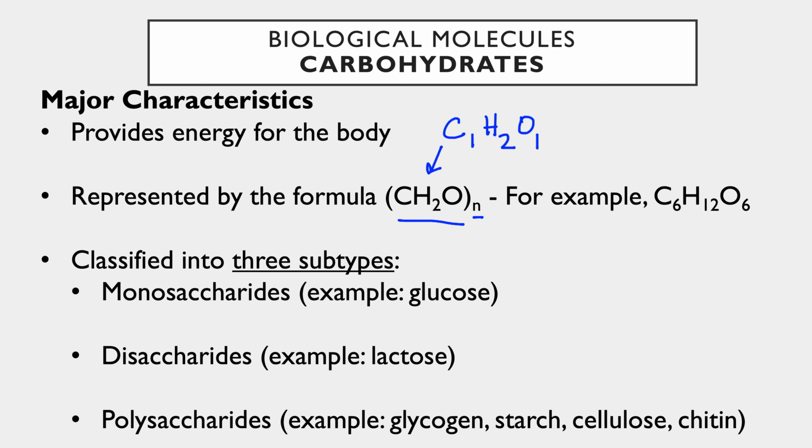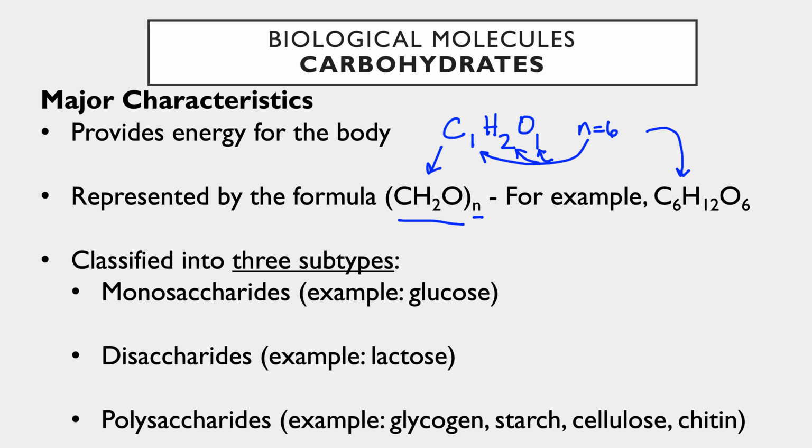When you substitute any number in the N value and multiply that number by the subscripts within the formula, you can determine the actual formula for a complete carbohydrate. So if N equaled 6 and you multiplied 6 times each one of these subscripts within the general carbohydrate formula, then you would end up with something like this, C6H12O6, the formula for the carbohydrate glucose, which is a simple sugar.